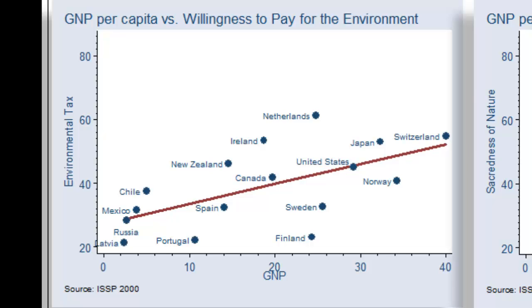And of course, many countries fall right close to the line, which represents our correlation, like the United States, with a high gross national product per capita and kind of an average willingness to increase taxes to protect the environment.